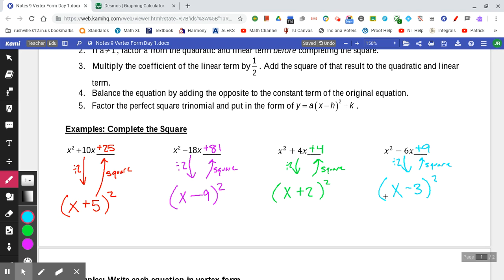But if I were to put that into factored form, I would be able to factor it down to be x minus 3 quantity squared.